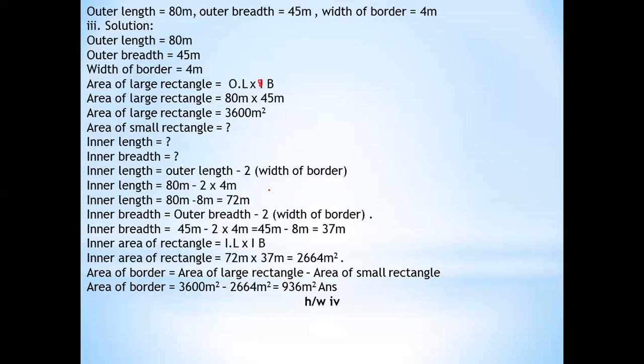Now the inner area means the small area, the area of the small rectangle. You can see it is inner length multiplied by inner breadth. Now here we have 72 meter multiplied by 37 meter, equal to 2,664 square meter. Area of the border is the area of the large rectangle minus the area of the small rectangle, which is 3,600 square meter minus 2,664 square meter, equal to 936 square meter.